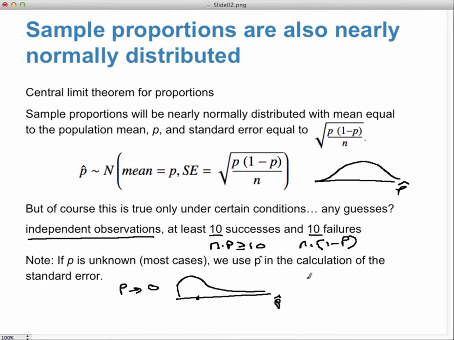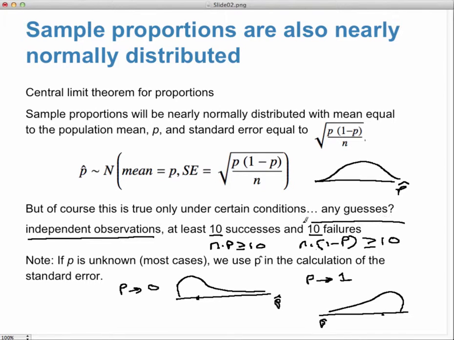On the other hand, if your true population proportion is somewhere close to 1, in other words, approaching 1, then the shape of your distribution is going to be skewed to the left, because the mean of the p hats is going to be someplace over to here. Now, these two shapes happen when your n times p is not greater than or equal to 10, and your n times 1 minus p is also not greater than or equal to 10.